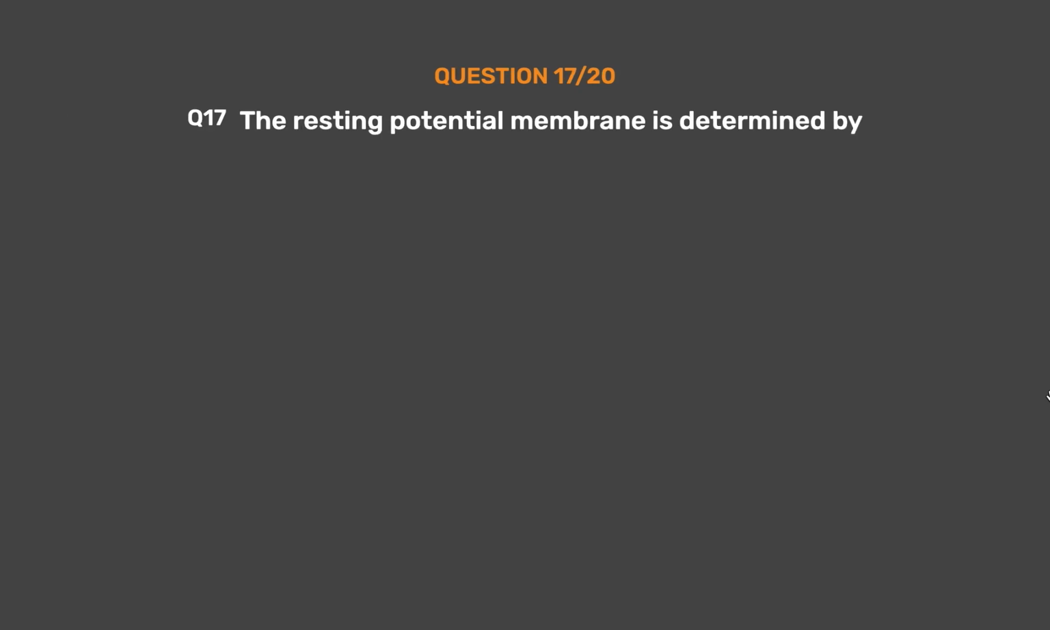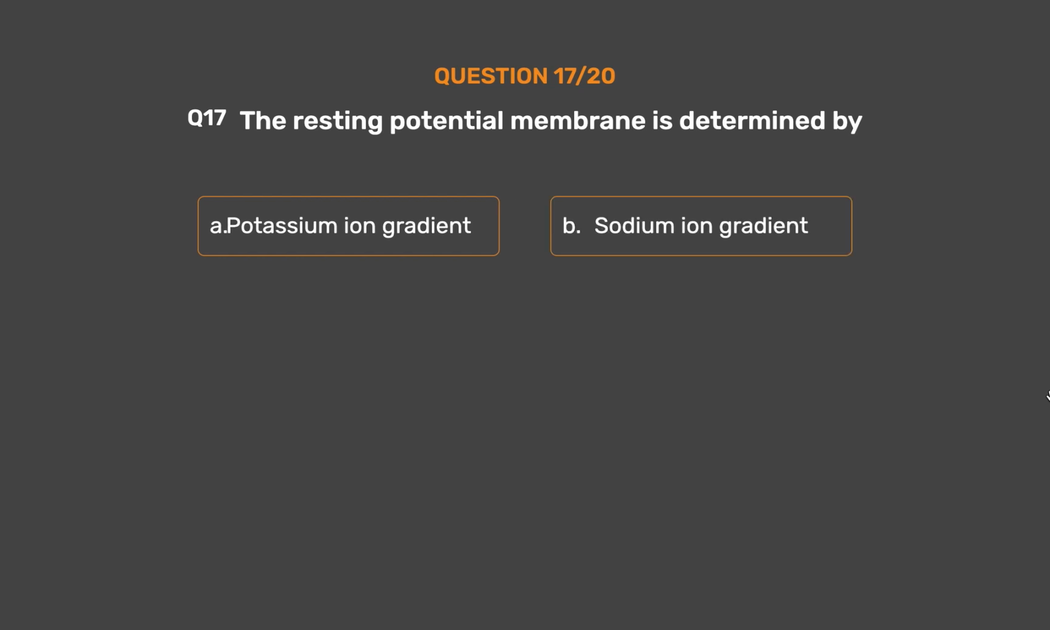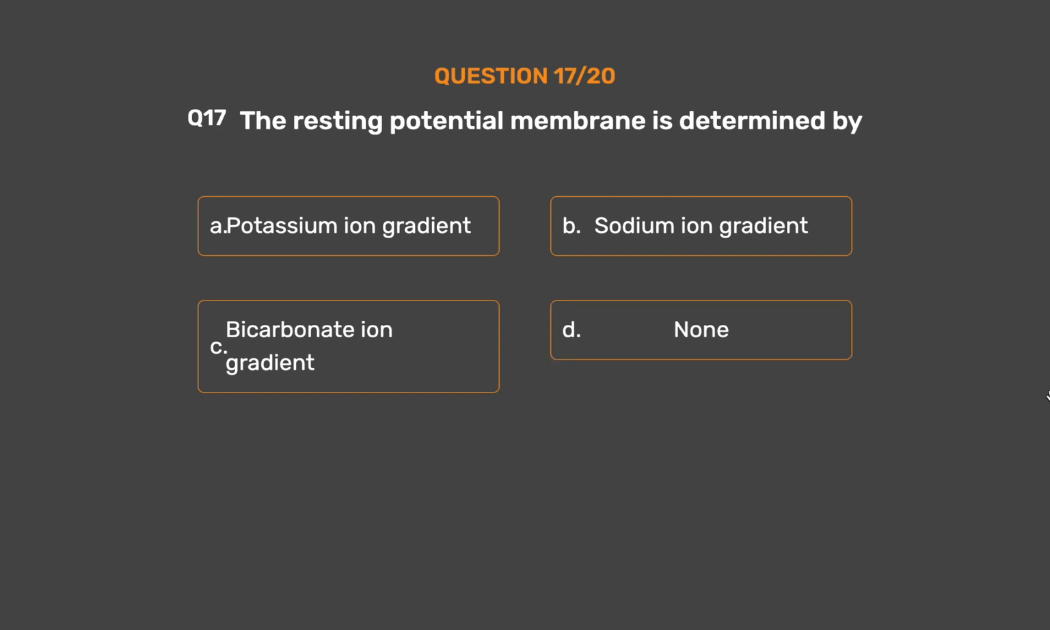Question number 17. The resting membrane potential is determined by: Option A, potassium ion gradient. Option B, sodium ion gradient. Option C, bicarbonate ion gradient. Option D, none. The correct answer is Option A, potassium ion gradient.